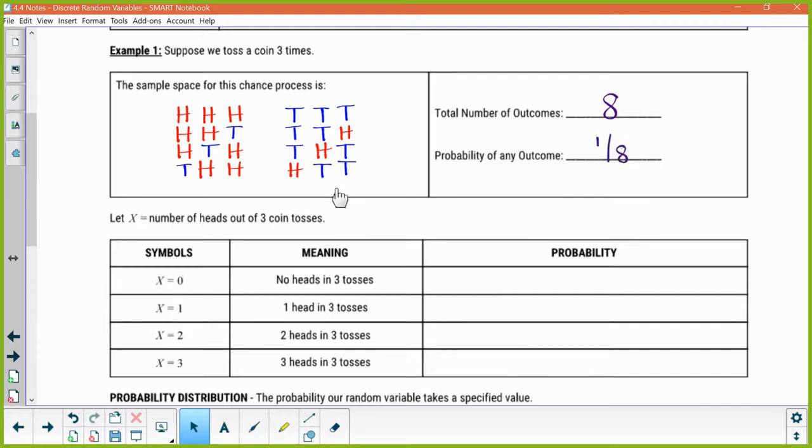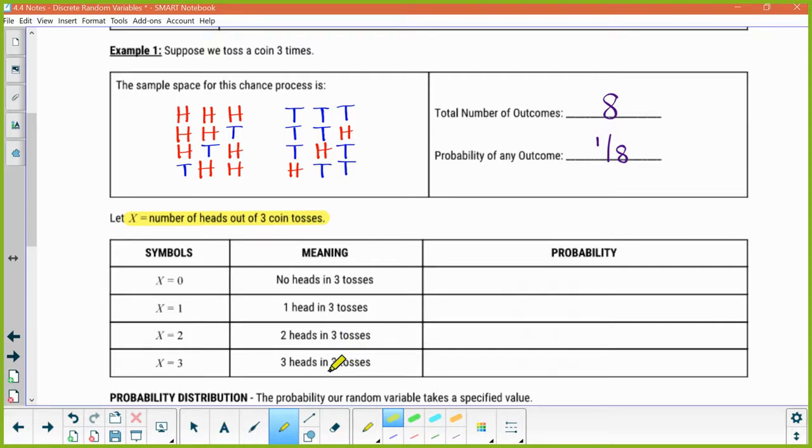So I have my sample space, and typically we denote sample space with the capital S. I have my number of outcomes, I have the probability of any outcome. So now we are going to define event X as the number of heads out of 3 coin tosses. So this is kind of setting us up to create a probability distribution. Notice I have my symbols, meaning where X is going to be equal to 0, which means no heads in 3 tosses. X is going to equal 1, which means 1 head in 3 tosses. X is going to equal 2, 2 heads, 3, 3 heads.